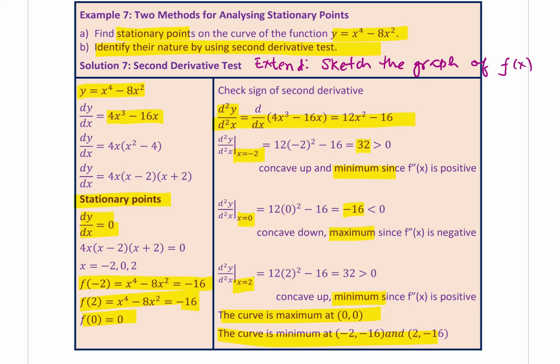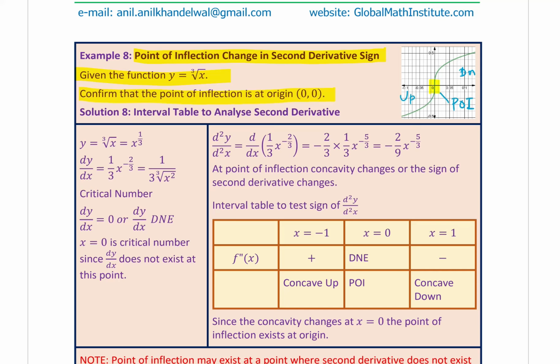The question here is, we are looking at the point of inflection. We are given the function cube root of x. Confirm that the point of inflection is at the origin, (0, 0). So that's the point. Clearly from the graph, you can see that the concavity is changing, correct? So we have concave up and we have concave down, and therefore this is a point of inflection, clear. But you have to show it and prove it.